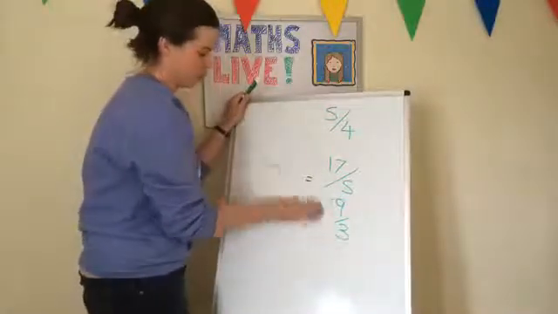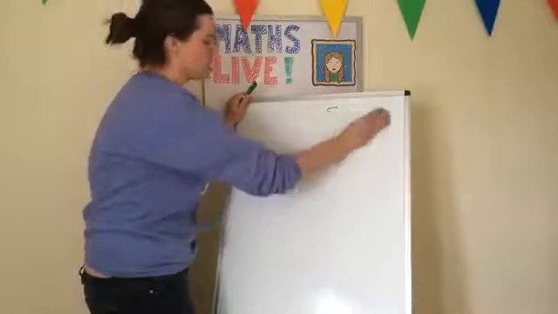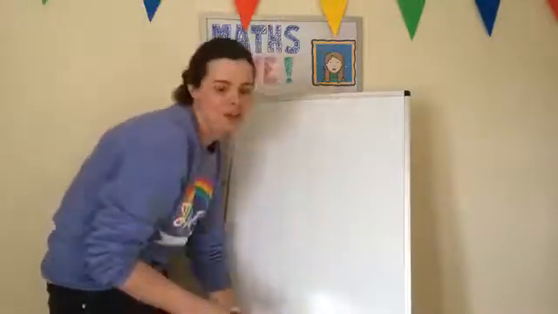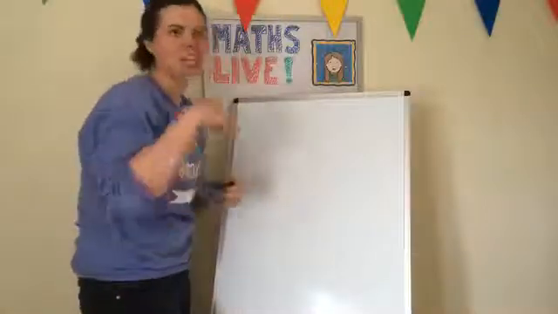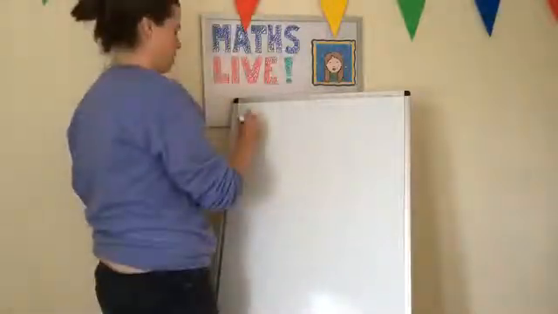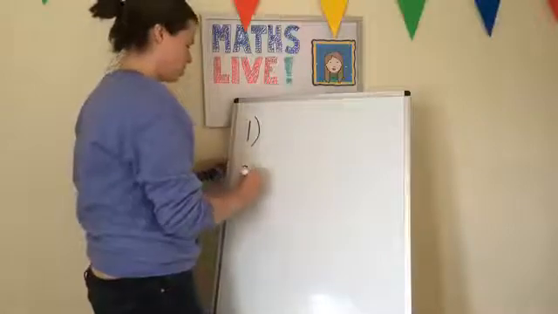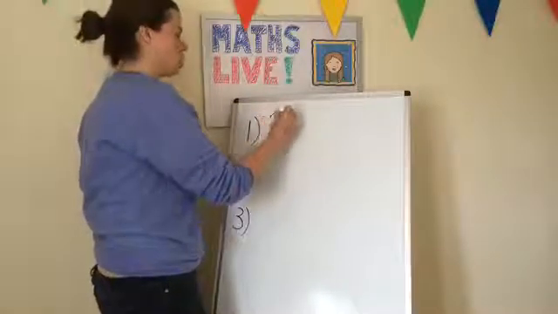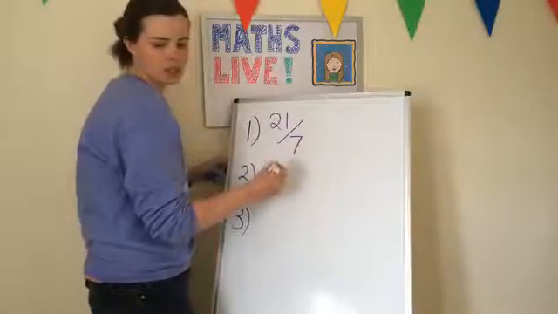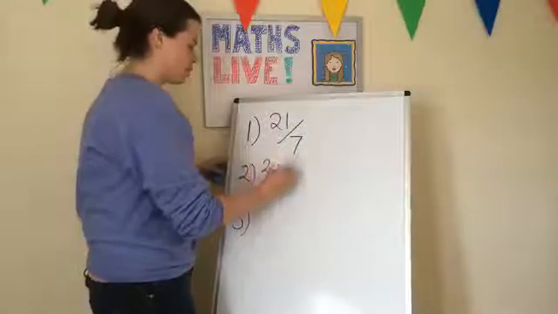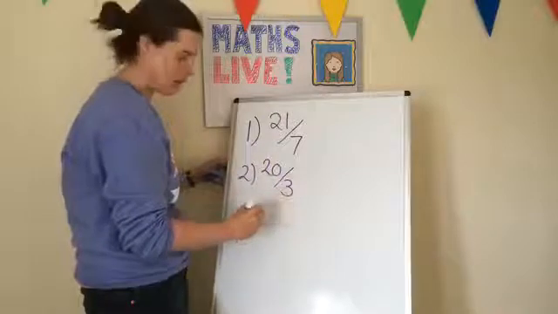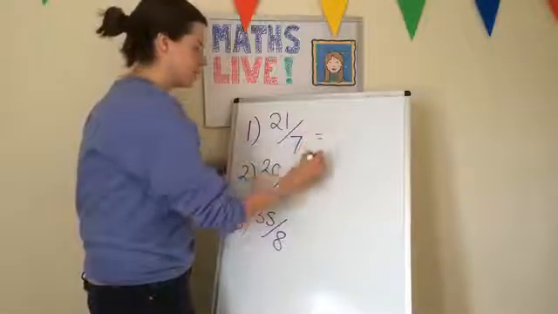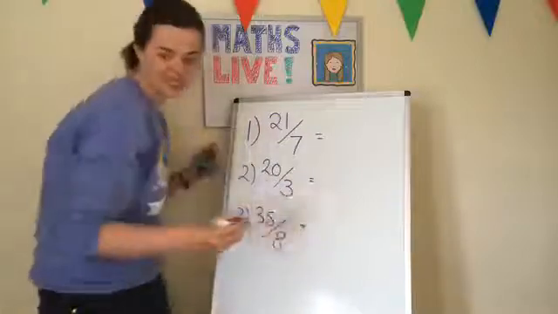So, we've had a go at converting mixed numbers into improper. Let's do it the other way around now. So I'm going to give you the improper fraction, and I'd like you to convert it into the mixed number fraction. So 3 questions again. So we've got 21 over 7, 20 over 3, and 35 over 8. Give those a go.